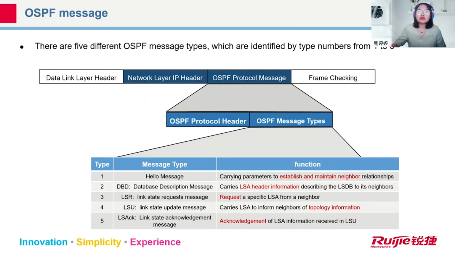About the messages, the first one is the hello packet. We use this message to carry the parameters to establish and maintain the neighbor relationship. First, we send out the hello message to find the neighbor. And after we establish the relationship, we also use the hello message to maintain it, because I have to detect whether my neighbor is working all the time or not. Otherwise, I will delete the information from my neighbor, because it would become wrong information. So the hello packet has 2 functions. First, find the neighbor. Second, maintain the relationship with the neighbor.